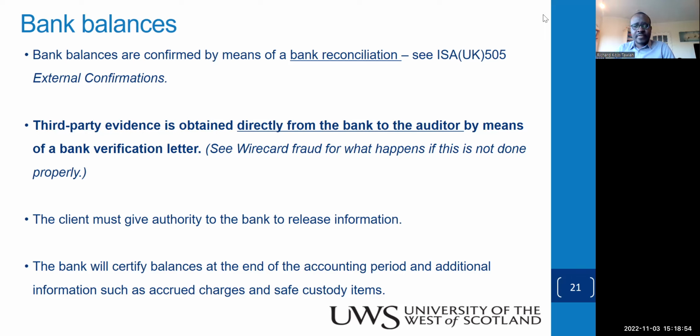ISA 505, external confirmation, we could send directly to the banks for them to confirm the bank balances for the company. The banks do it swiftly. They do it swiftly, and it helps us a lot to identify whether there's something wrong with it.